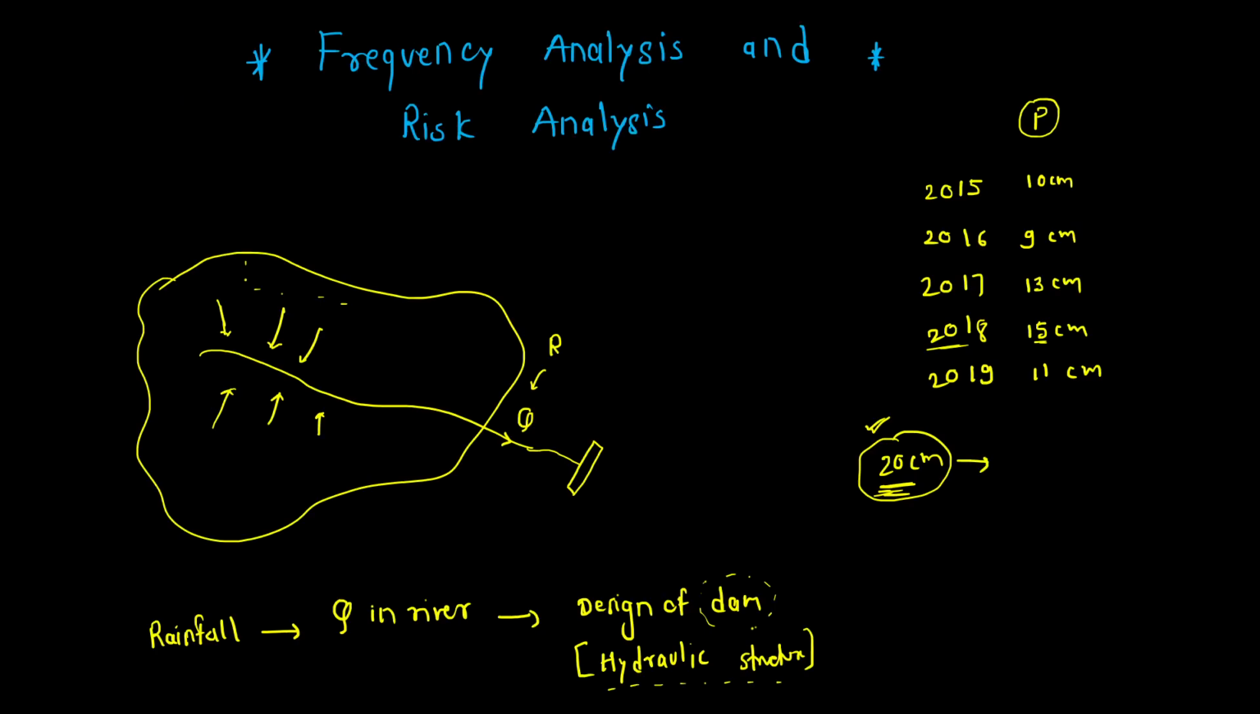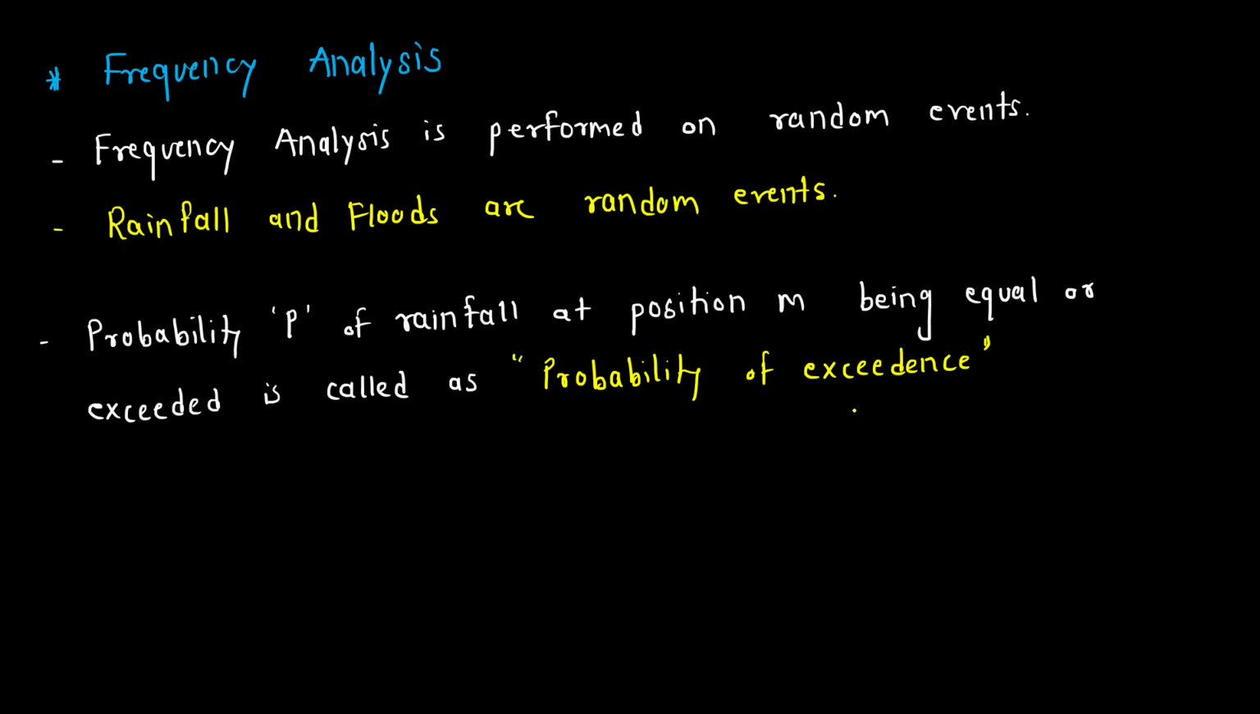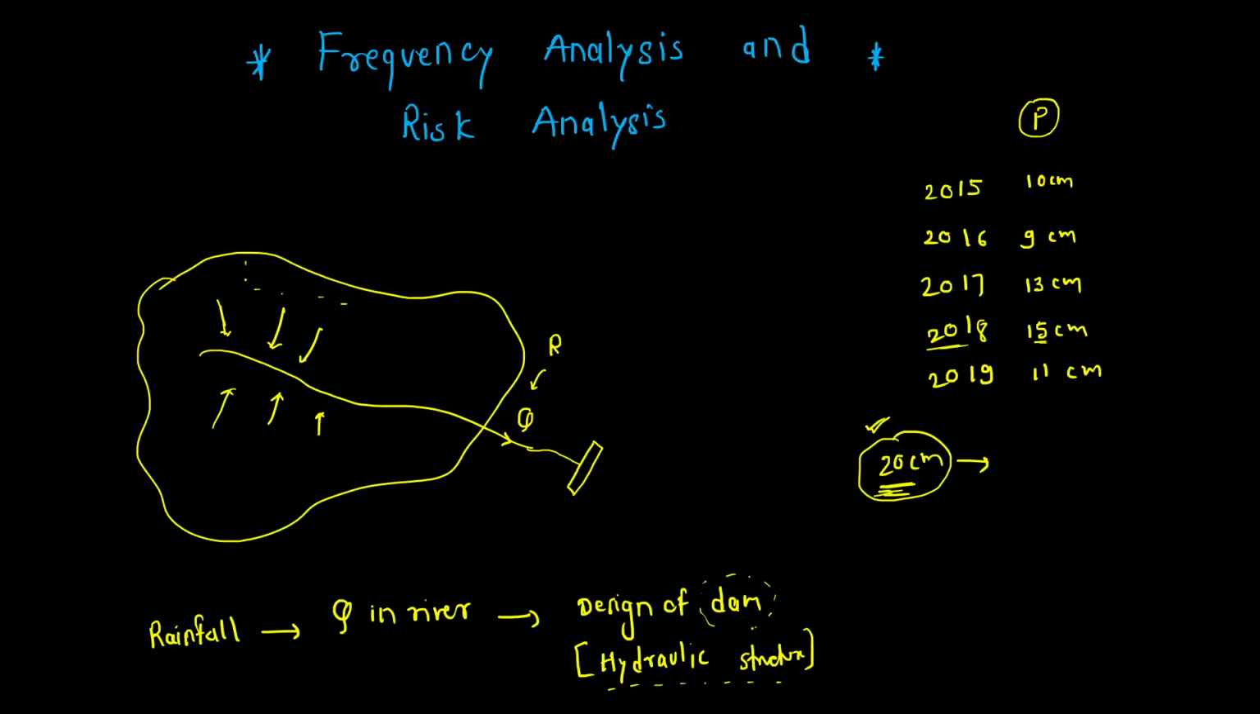See, what is the meaning of this? Let's take this example only. As I have told you, in the previous 100 years, the maximum rainfall was 20 centimeter. Now if we want to find out the probability that this 20 centimeter rainfall will be exceeded, then we have to arrange this data which we have arranged here. We don't have to arrange it in terms of the years, we have to arrange it in terms of decreasing order of rainfall.